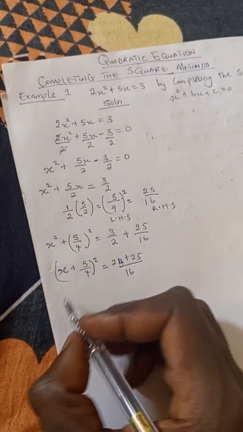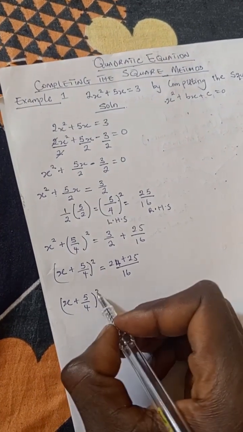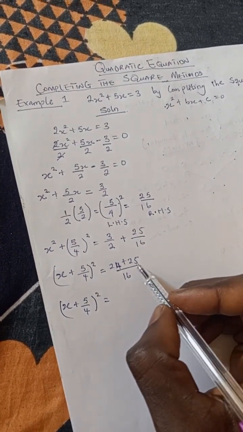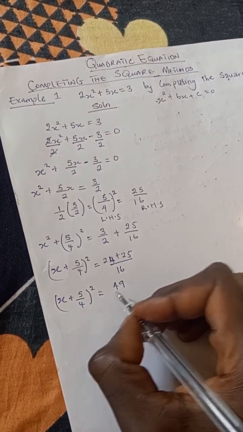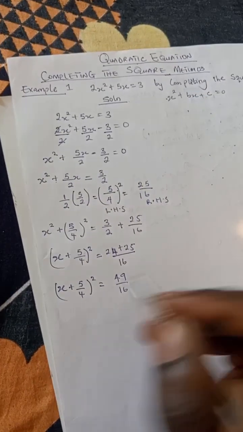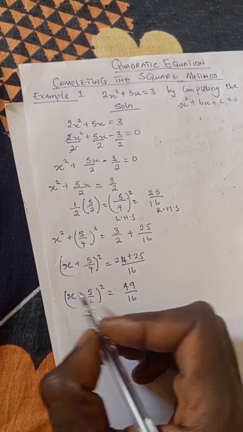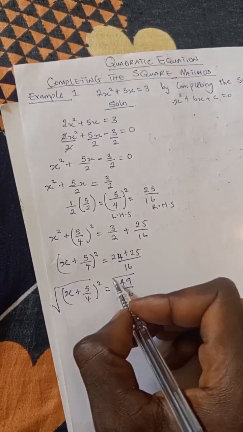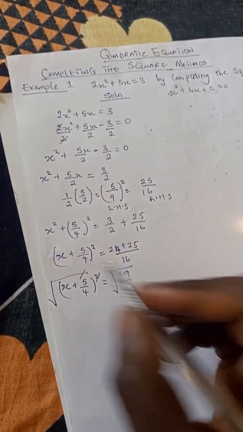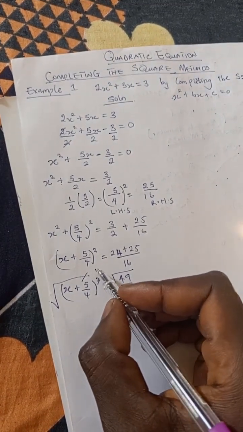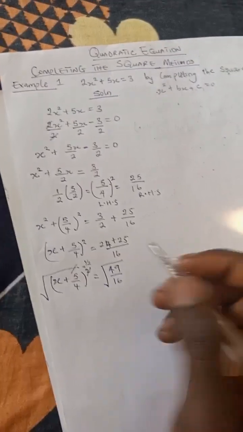So now you have x plus 5 all over 4 all squared to be equal to 24 plus 25, you have it as 49 all over 16. Now if you want to get rid of this square here, you're going to take the root of both sides. Taking the root of both sides eliminates this square, because square root is the same thing as the power of 1 over 2. 1 over 2 times 2 is going to go.